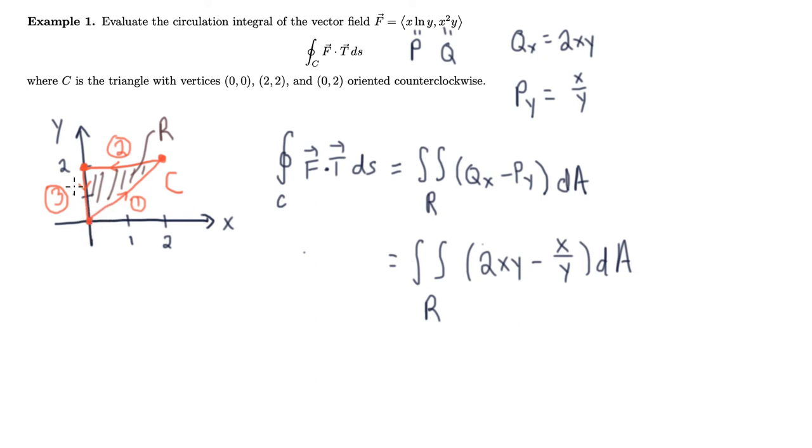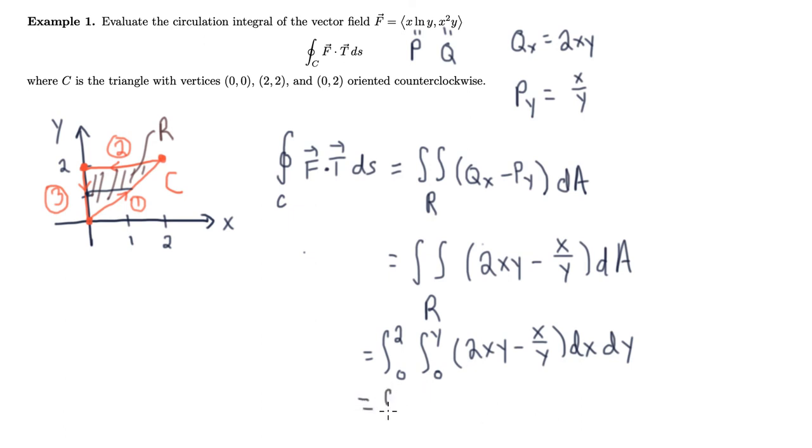So I can fix a y between 0 and 2. Write this as the integral from 0 to 2 of y. And then where does x go? x goes, for a fixed y, from 0 up to that y value. And then 2xy minus x over y. And this is going to be dx dy. Okay, and then we can evaluate this.